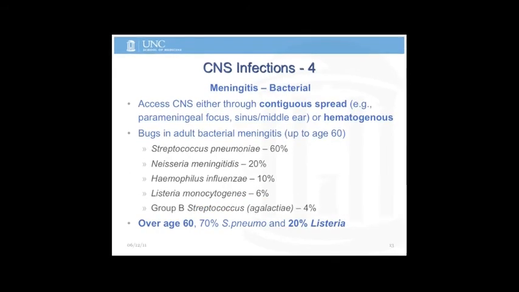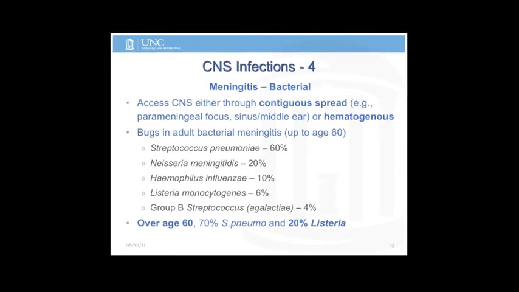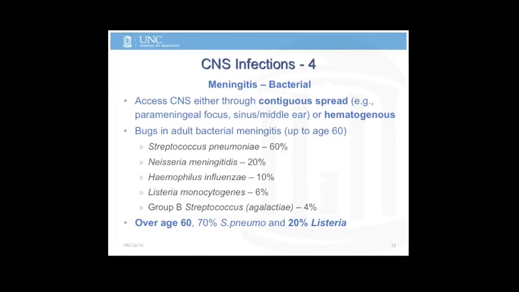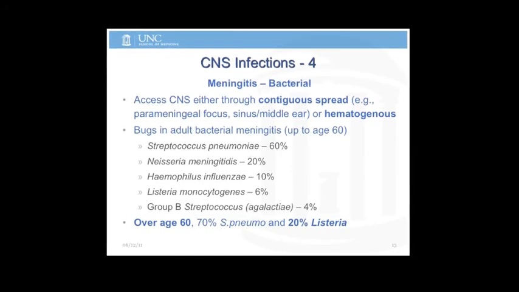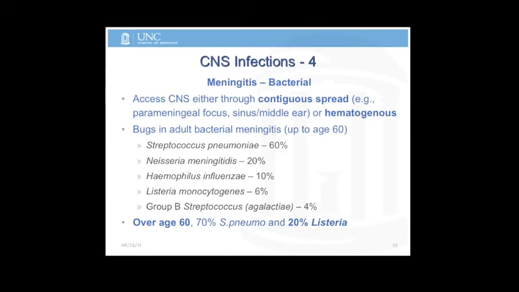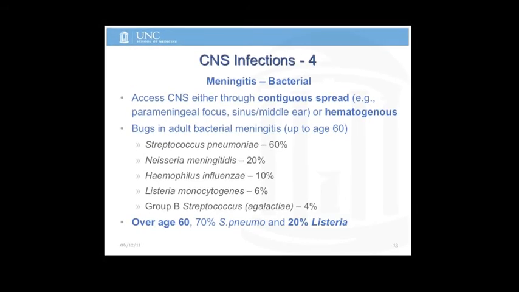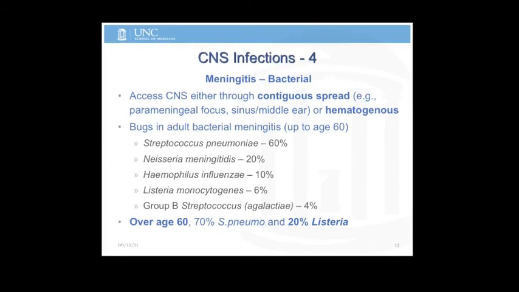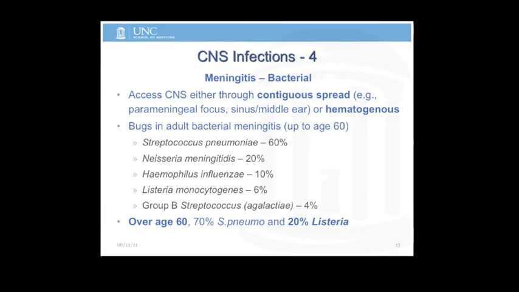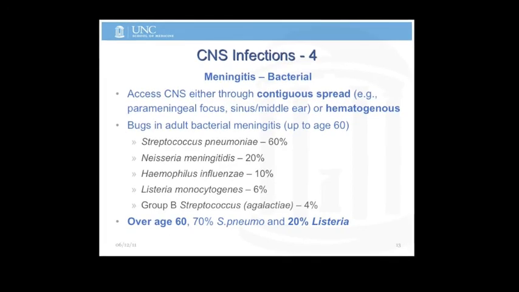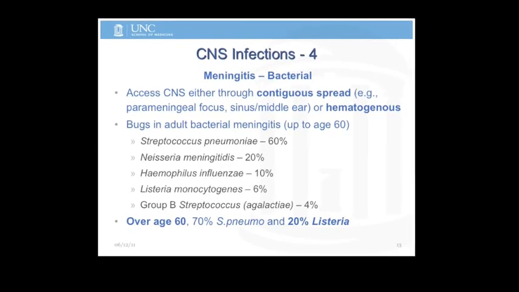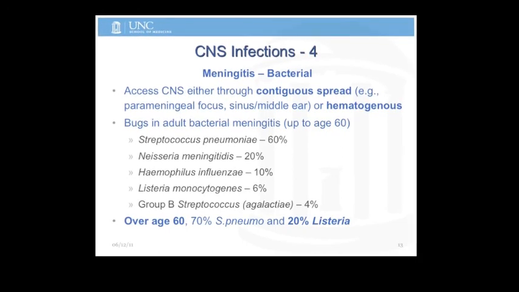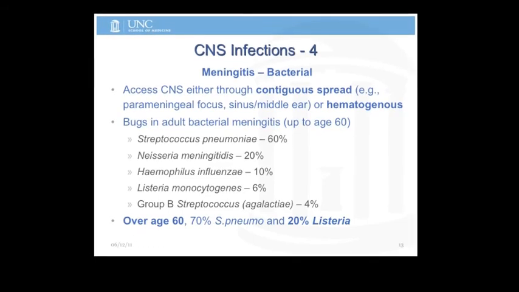And then bacterial meningitis, and this is sort of intuitive, but you can either get it hematogenously or from direct extension, possibly from otitis media. So in kids, almost all of that is direct extension from an otitis. But the bugs that you see in adults differ slightly. So if you're below age 60, it's very much like what you see in kids, with strep pneumo being the winner, then Neisseria, H flu, group B strep is much lower. If you're over age 60, it's strep pneumo and Listeria.